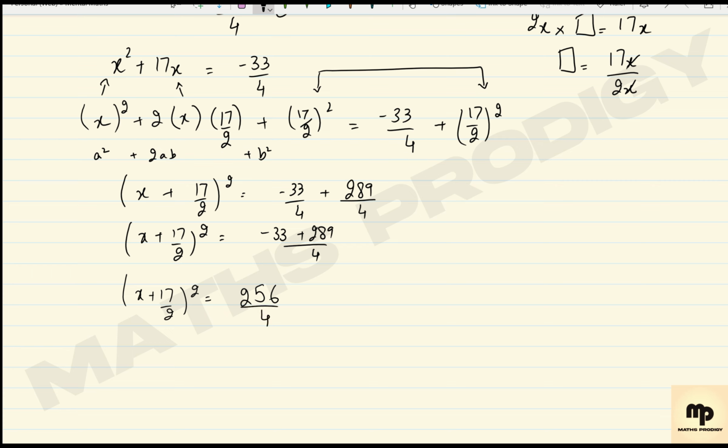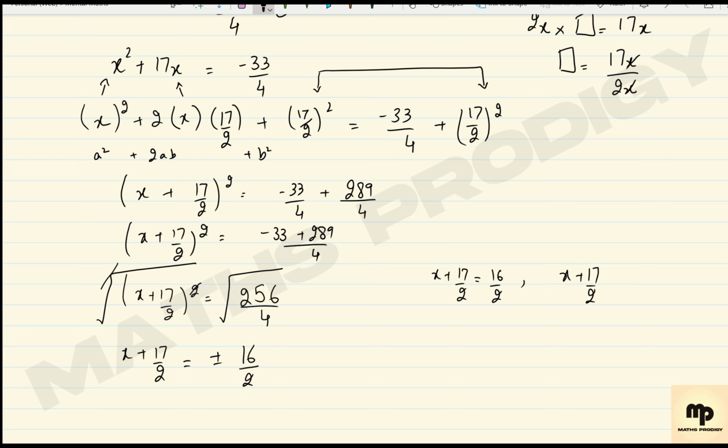To finish the square, you remember that we always take the square root, so that it gets cancelled. It will be x plus 17 over 2 equals plus minus, 256 is the perfect square of 16, and for 4 it is 2, so there will be two answers. The first one is x plus 17 over 2 equals 16 over 2 with the positive, and x plus 17 over 2 equals minus 16 over 2.